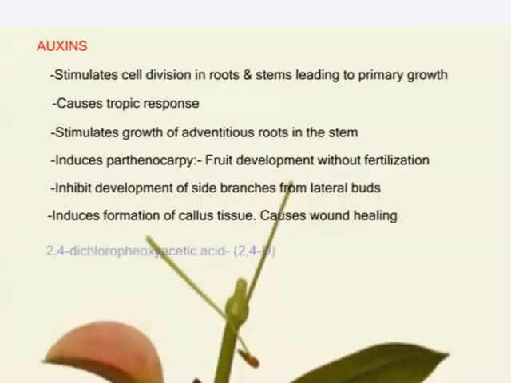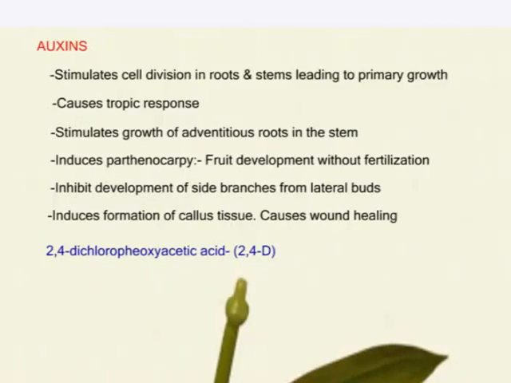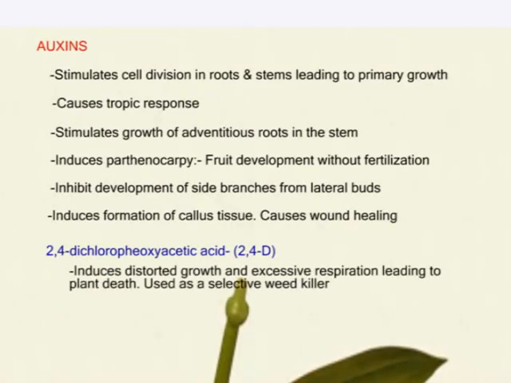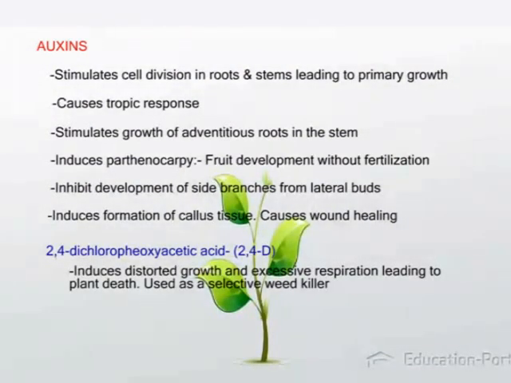A synthetic auxin, 2,4-dichlorophenoxyacetic acid, induces distorted growth and excessive respiration, leading to death of the plant. It is therefore used as a selective weed killer.